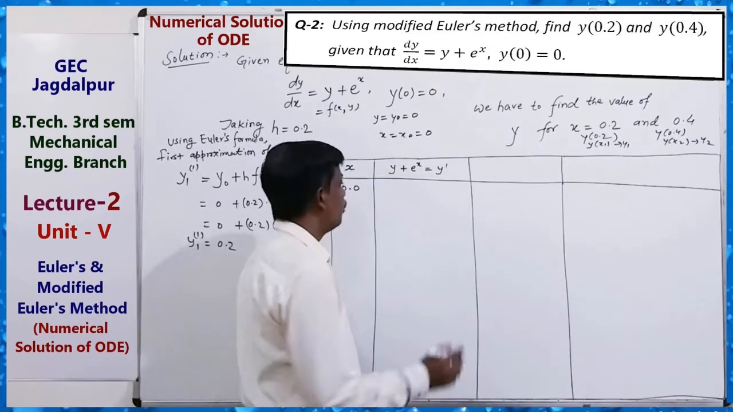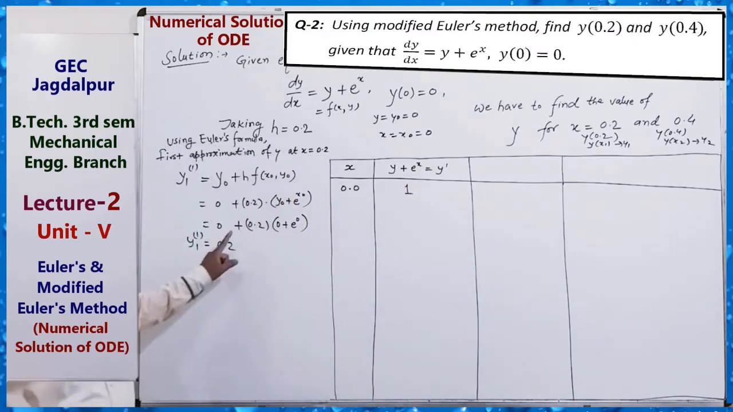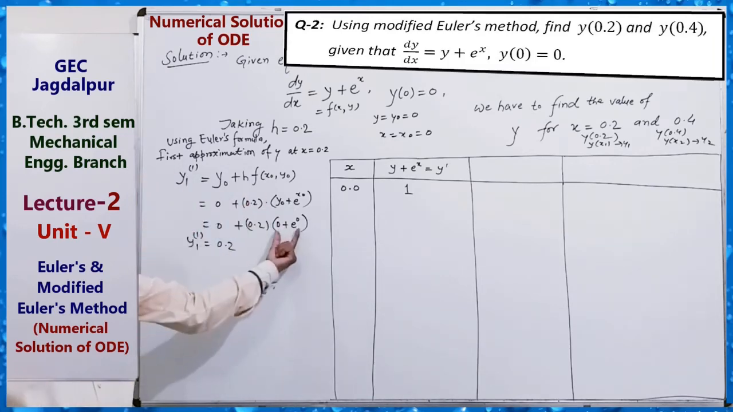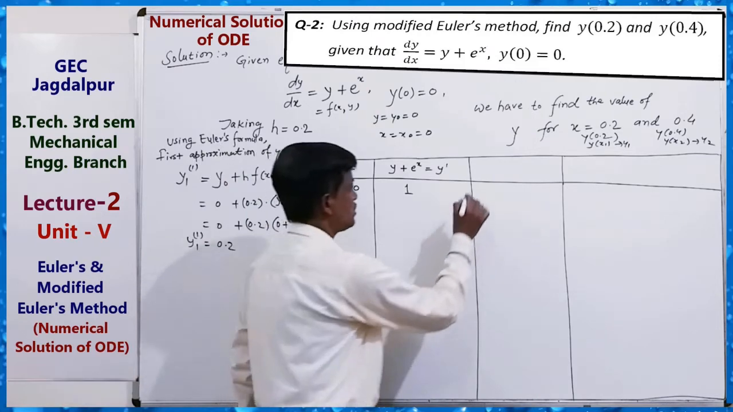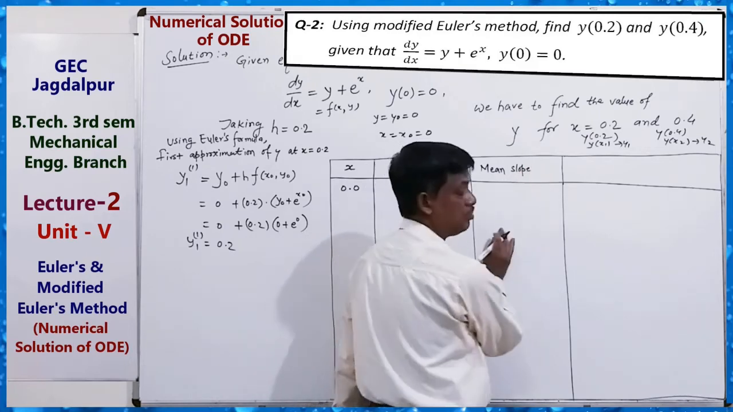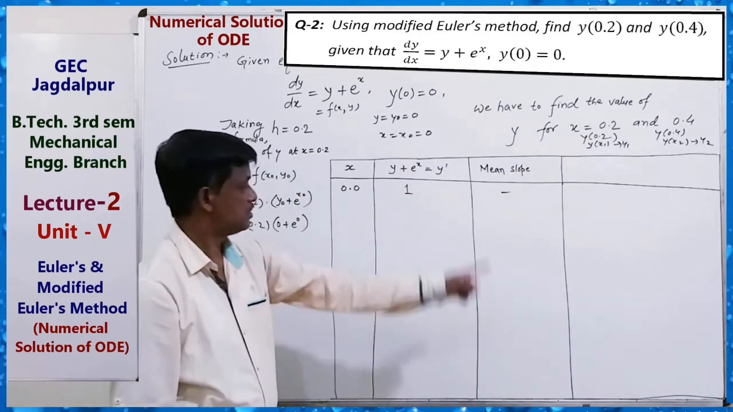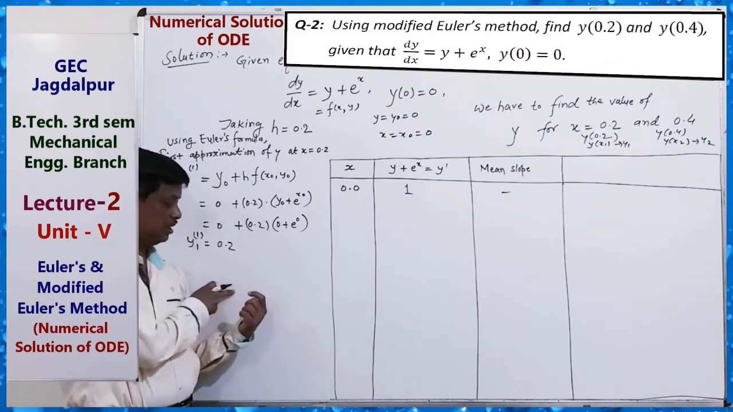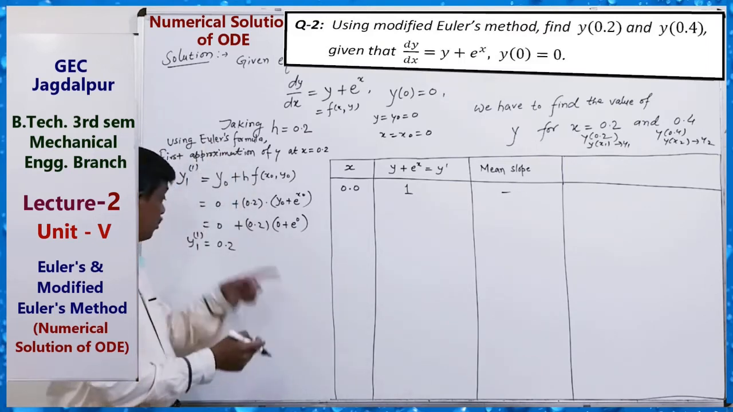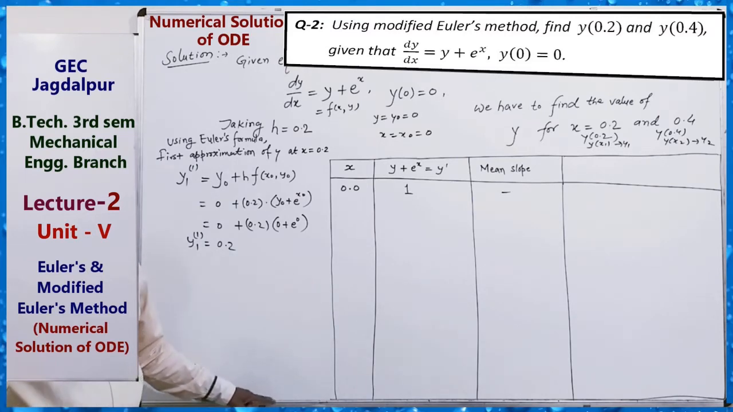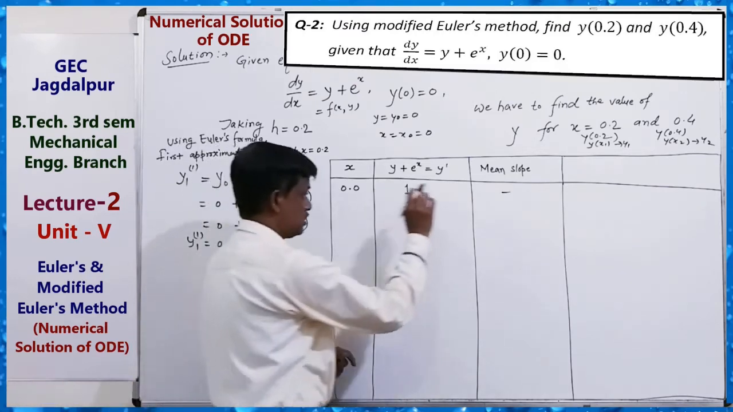Here what will we write? Just 1, from this formula: y0 plus e to the power 0, which is 1. So this is the slope, and here we will write the mean slope. At the first point there is no mean slope, because in the first stage we use Euler's formula, and from the second approximation we will use the modified Euler's formula. Then we will require the mean slope, the average of slopes. So in the first stage nothing is here.